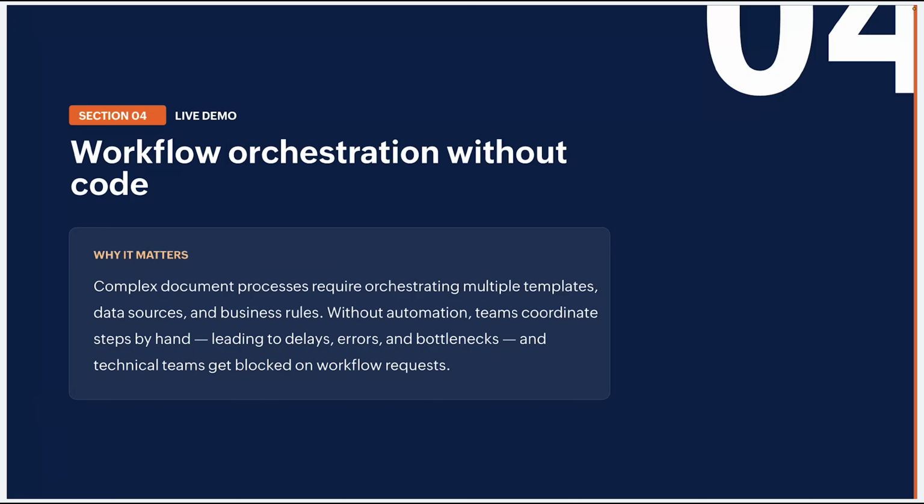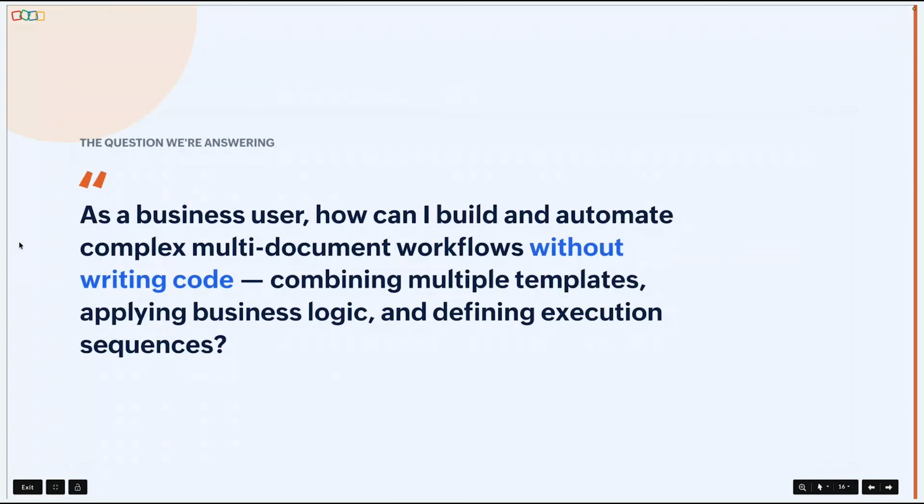In real life, documents rarely live alone. A closed one deal might kick off a proposal, then a contract, then an onboarding pack. A new employee might need an offer letter, a policy acknowledgement, and a tax form. If each of those steps is triggered manually, you get delays, missteps, and a lot of follow-up. The question we are answering here is, as a business user, how can I build and automate complex multi-document workflows without writing code, combining multiple templates, applying business logic, and defining execution sequence?